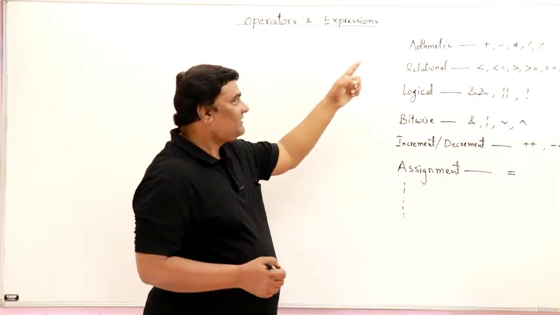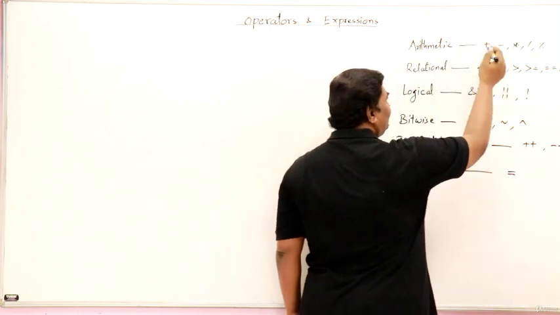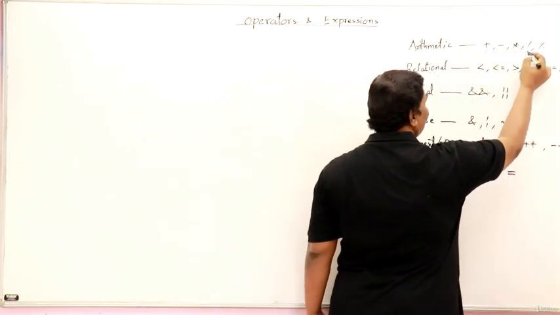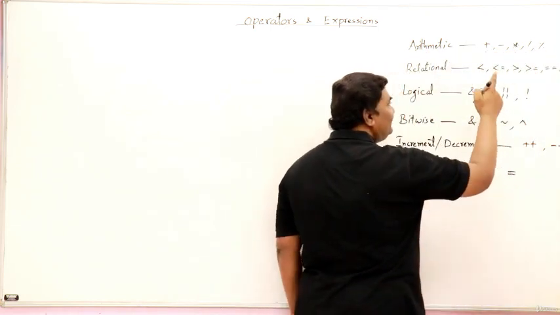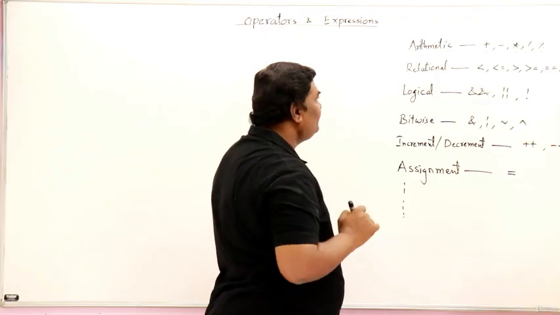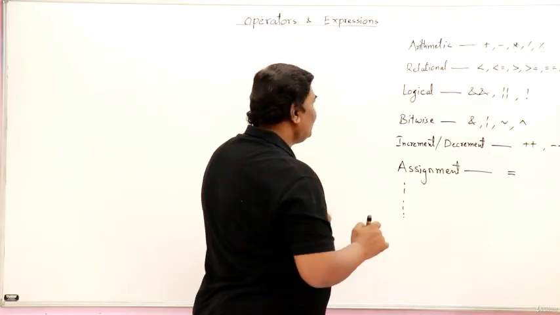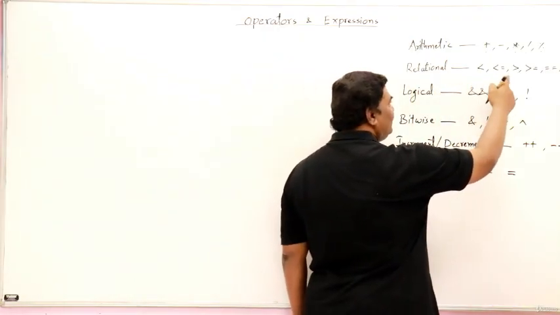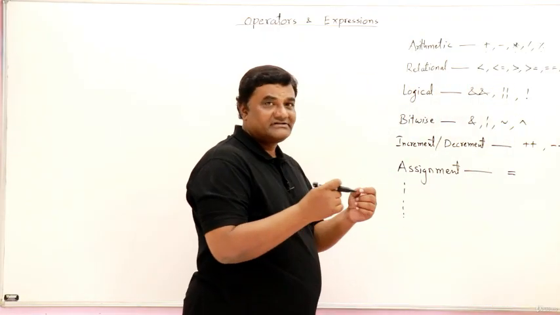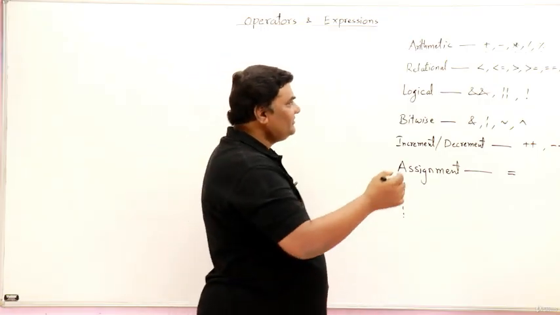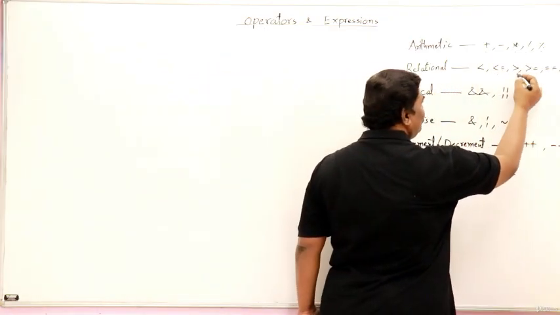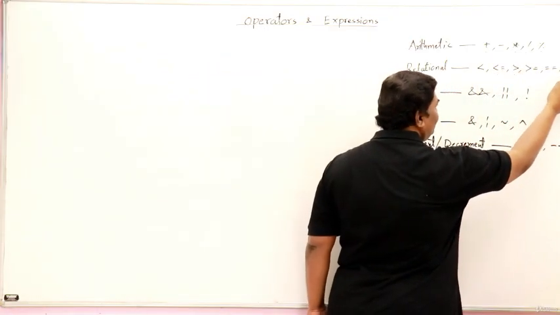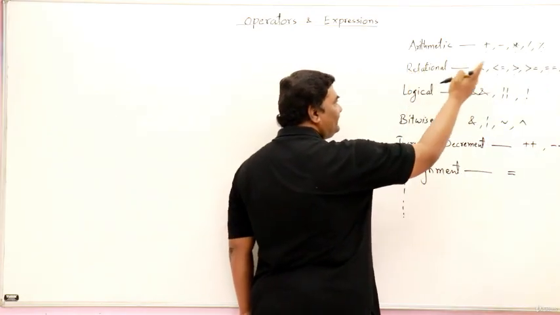First of all are arithmetic operators. Arithmetic operators are addition, subtraction, multiplication, division and mod. These are the operators I am going to discuss right now. Then the other operators, that is relational operators, are useful for comparing numbers, comparing values. These operators are less than, equal to, greater than, equal to and not equal to. We'll learn these afterwards.